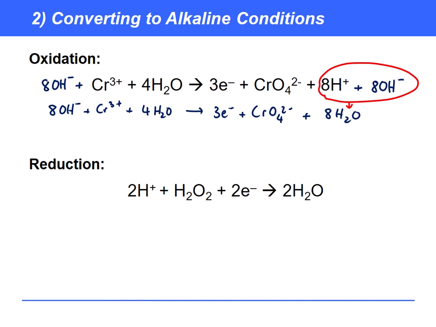Let's see what happens in the reduction half equation. Well, in this case I've got 2 H pluses here, so I need 2 OH minus in order to neutralize them, and that's going to give me 2 H2O in the final equation. And that means I've got to have 2 OH minus over here.